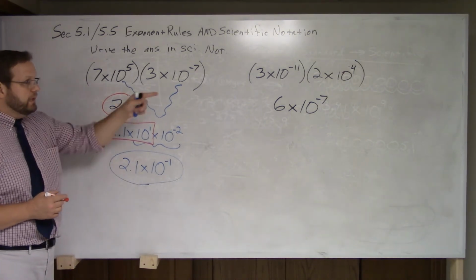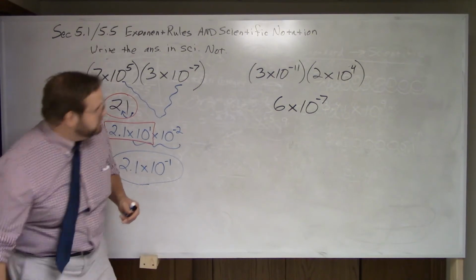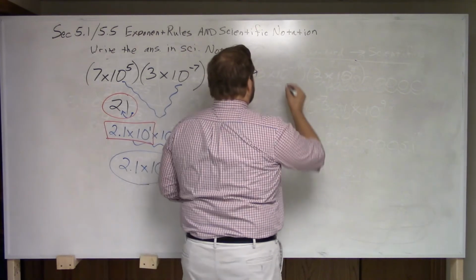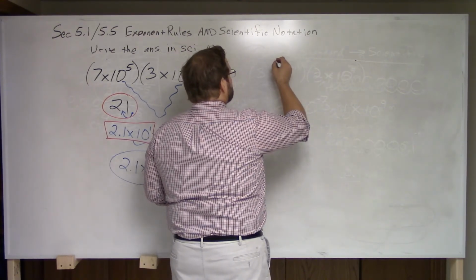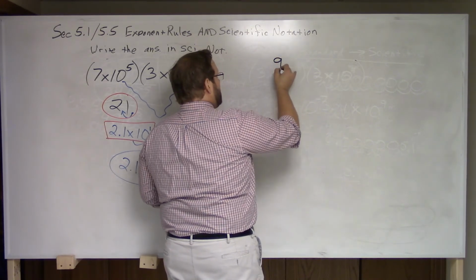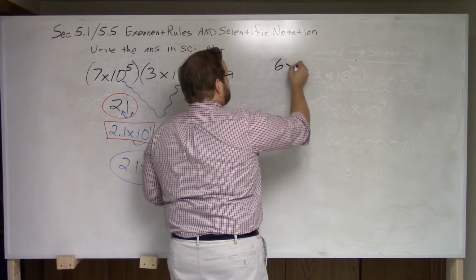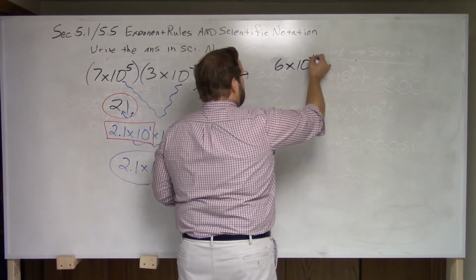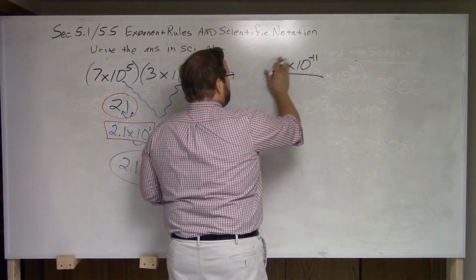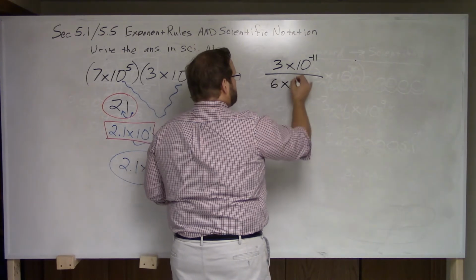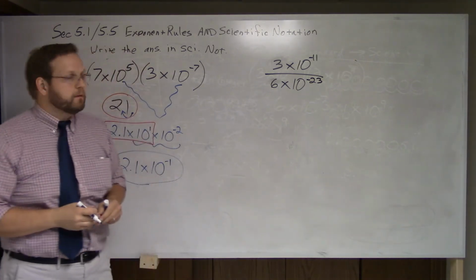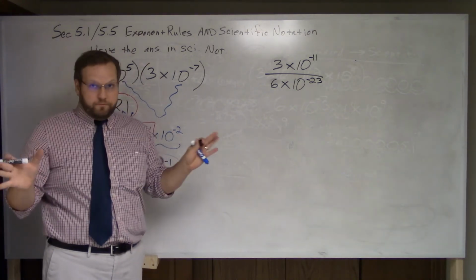Okay, let's go to this next one. Not this one. Put a new problem on the board. Let's say you have 3 here and then a 6 here, times 10 to the negative 23rd, over 6 times 10 to the negative 11th. Let's say that. Okay? Now, again, right off the bat, piece of cake.